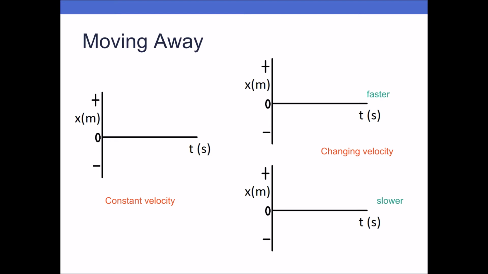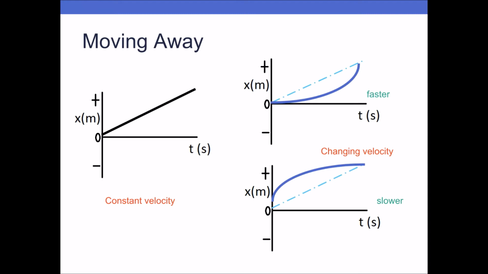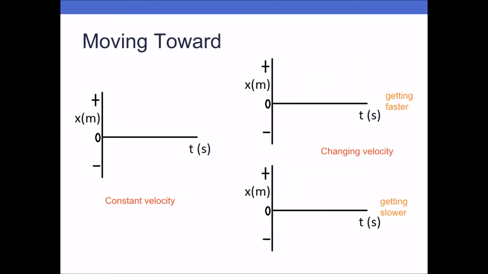So let's take a look at some moving away position versus time graphs. Now, if our velocity is constant, we will see a straight line on a position versus time graph. And if the velocity is changing, we will see a curved line. It will be concave up if it is getting faster and concave down if it is slowing down. You can see how the curve is flattening out towards a stop on the position versus time graph in the lower right corner.